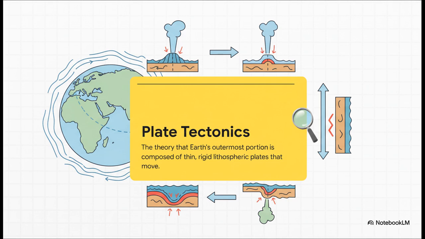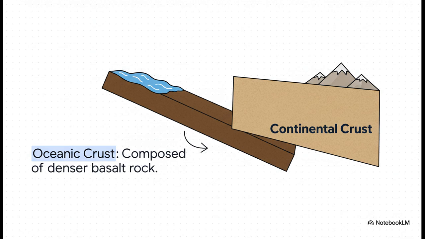This builds on Alfred Wegener's idea of that ancient supercontinent Pangaea, and it finally gives us the how. It explains how our continents have drifted to where they are today. So what's the engine driving all of this? Well, it really comes down to a fundamental difference between two types of crust.